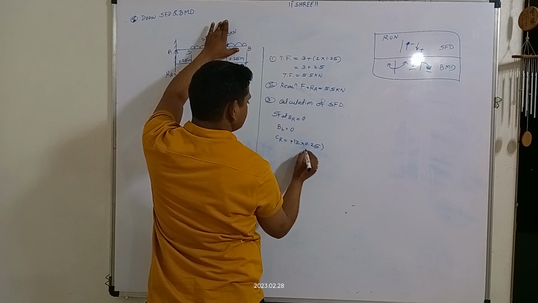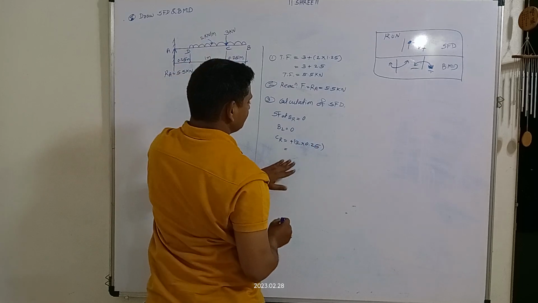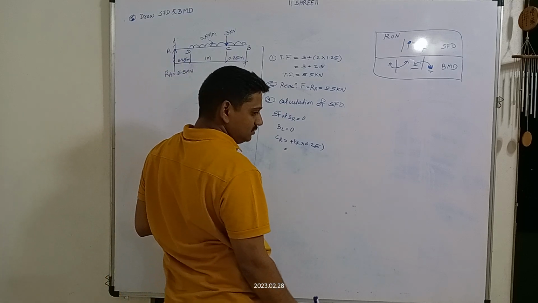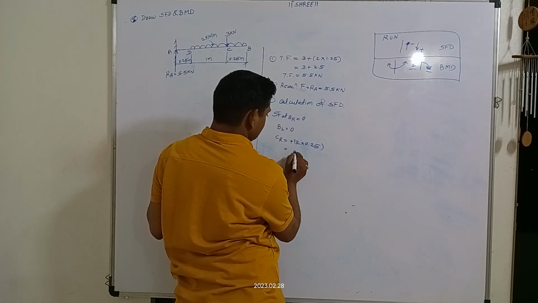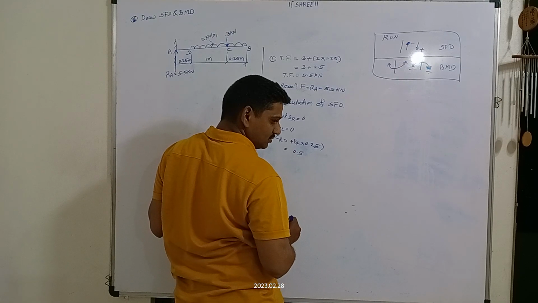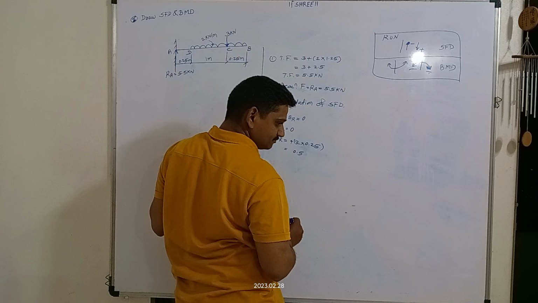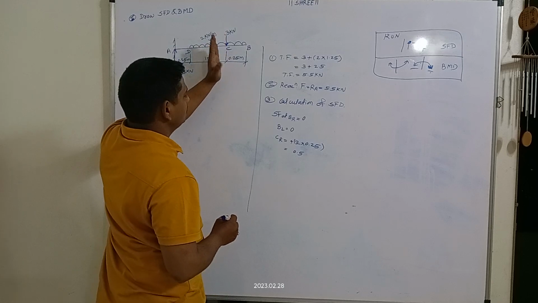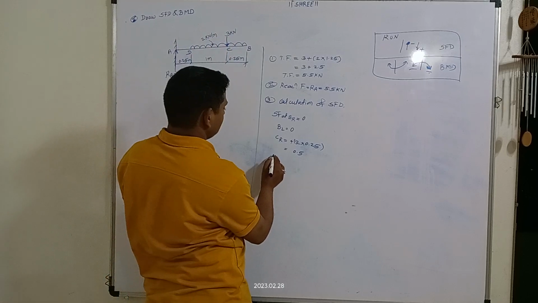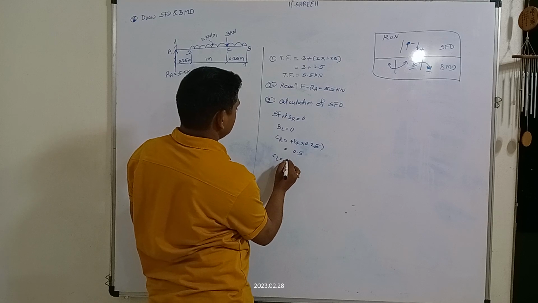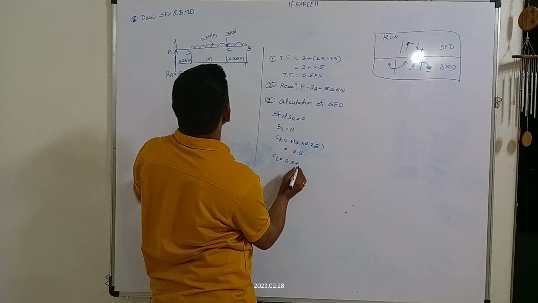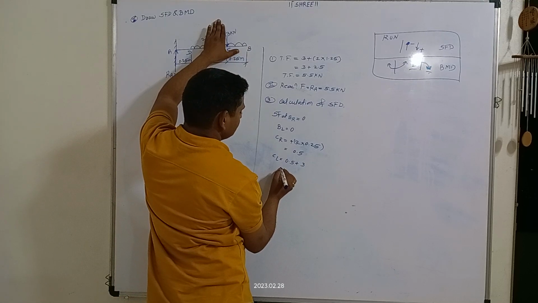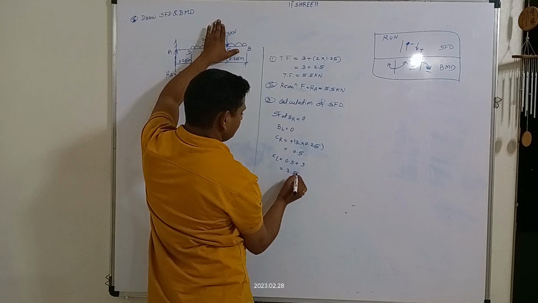We can write it like this: 2 into 0.25 is equal to 0.5. After that, C left is equal to 0.5 plus this 3 kilonewton force, which gives the value of 3.5.